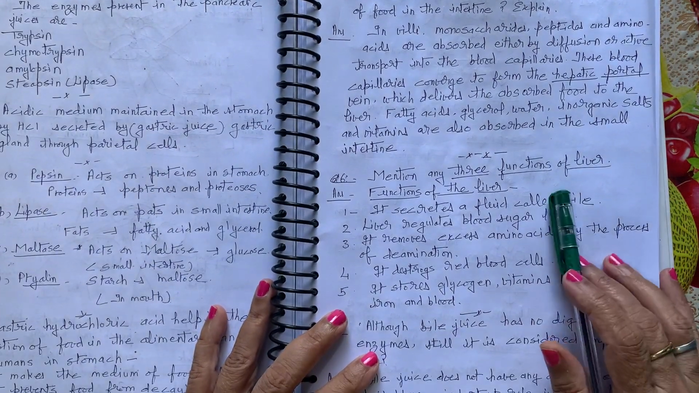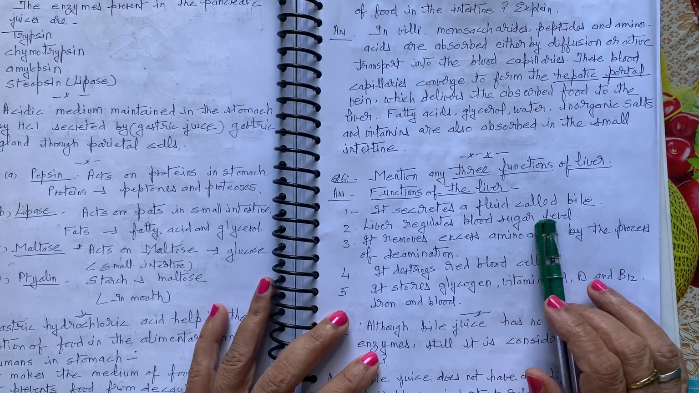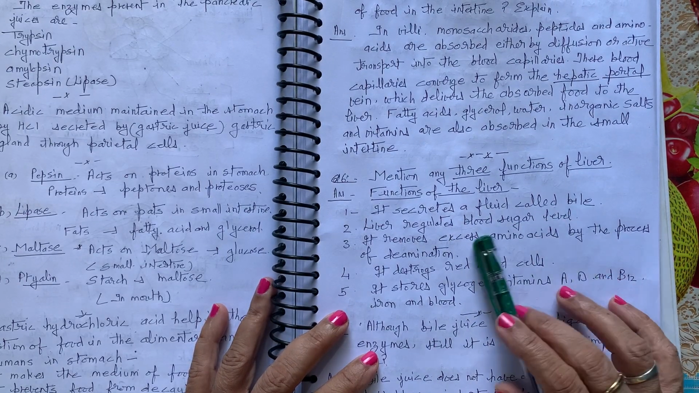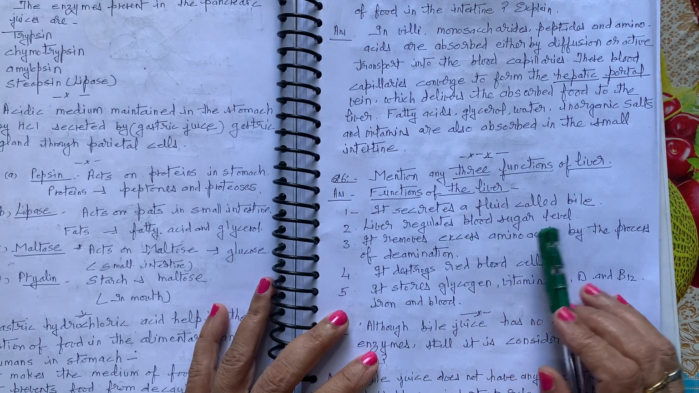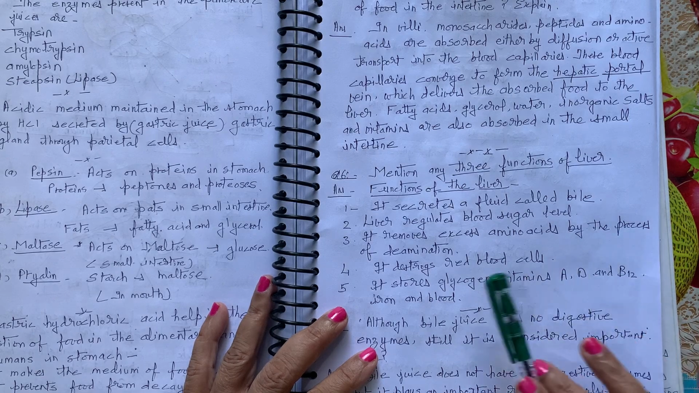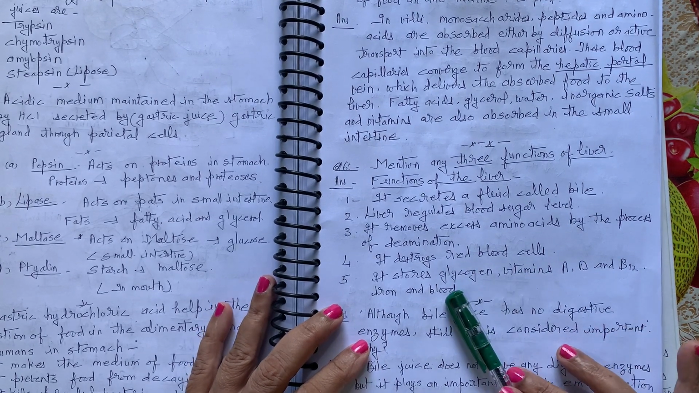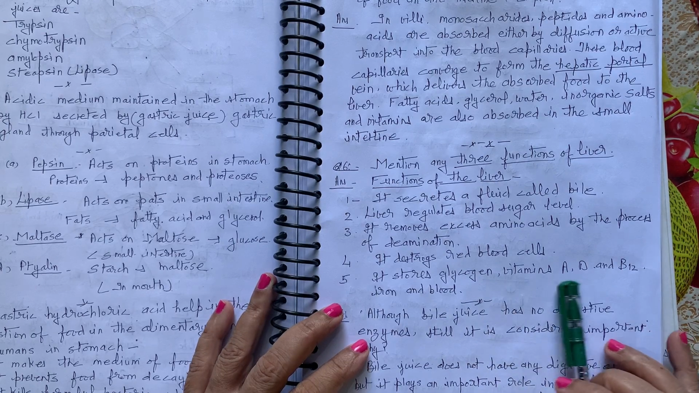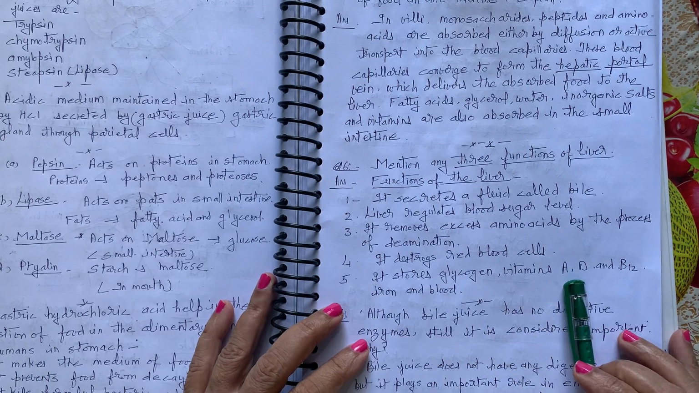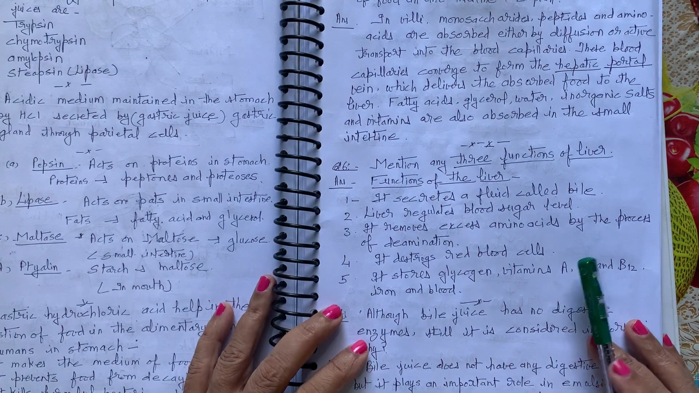Next, mention any three functions of the liver. Functions of the liver: it secretes a fluid called bile. Liver regulates blood sugar level. It removes excess amino acids by the process of deamination. It destroys red blood cells. It stores glycogen, vitamin A, vitamin D, vitamin B12, iron, and blood.